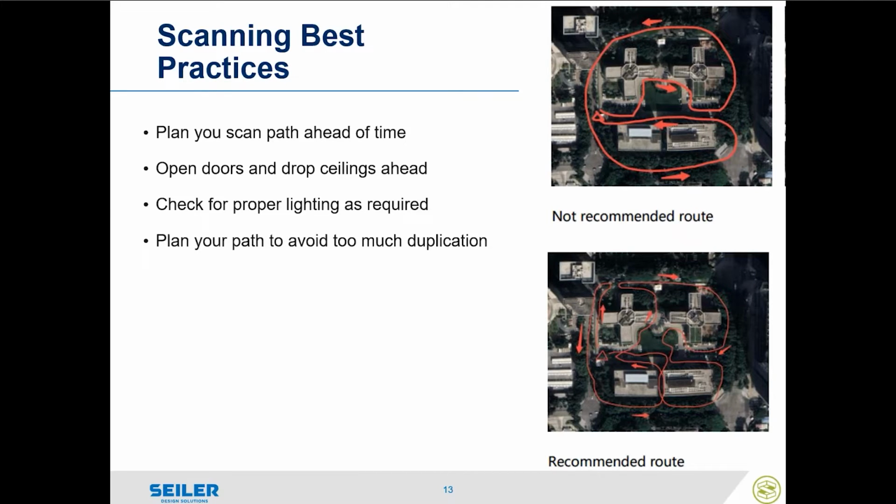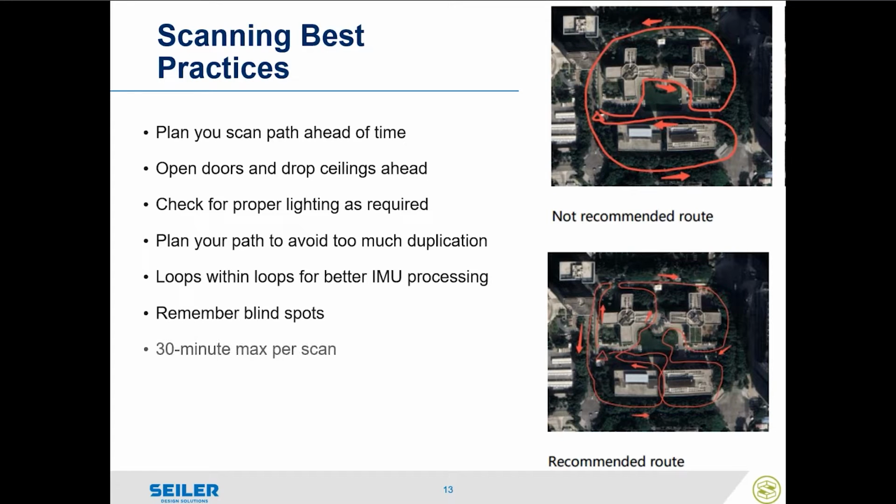Plan your travel path, avoid too much duplication. Don't scan the same thing over and over again, although it will compensate for that. If you shine it at a wall for a minute, it's not going to collect 200,000 points indefinitely out of that wall. It's going to start dropping those points into processing. Loops within loops for better IMU processing. So that bottom image on the right there shows how we're looping around in small increments to make more of a path for the internal sensors. Remember blind spots. That's what I was talking about, making sure you're reaching behind objects.